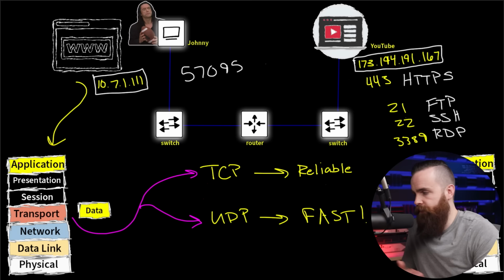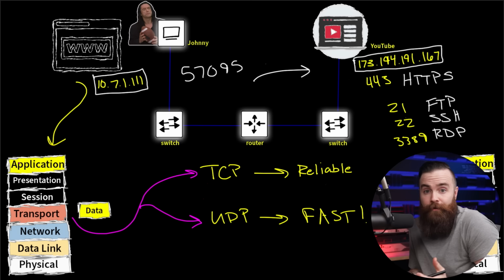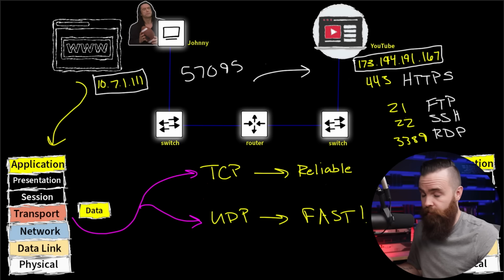So that port number, 57,095, is kind of like my from address. When I say, hey, YouTube, send me back a video, I say, hey, send it back to me on this port so my application can get it. Because I'm doing a lot of other stuff right now. You're not the only application I'm talking to. Sorry, YouTube.